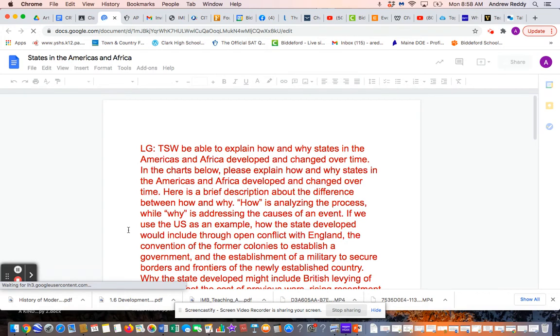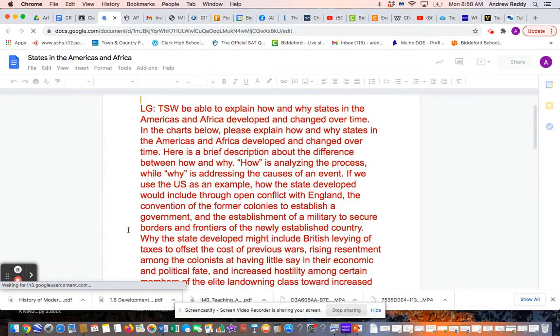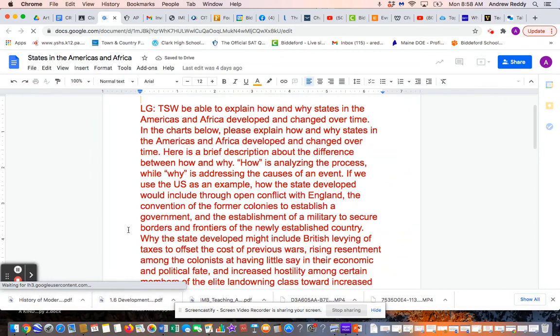The learning goal is that you'll be able to explain how and why states in the Americas and Africa developed and changed over time. In the charts below, please explain how and why states in the Americas and Africa developed and changed over time. Here's a brief description about the difference between how and why. This often comes up with students. What is the difference? How is analyzing the process, while why is addressing the causes of an event.